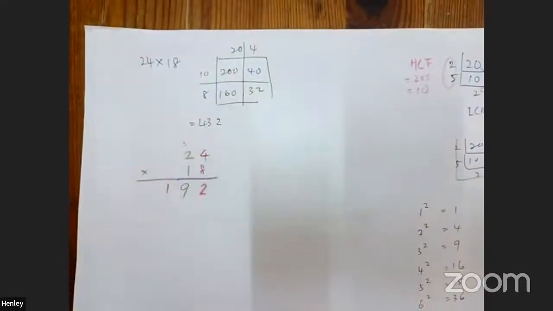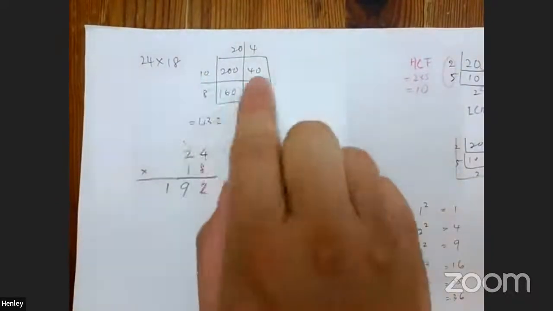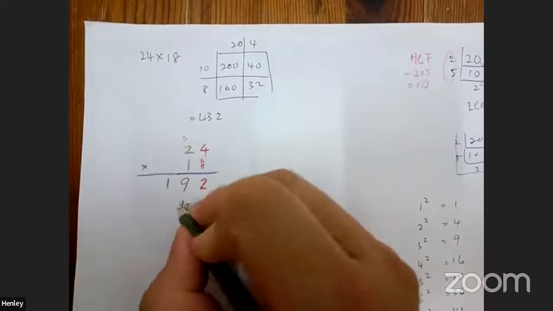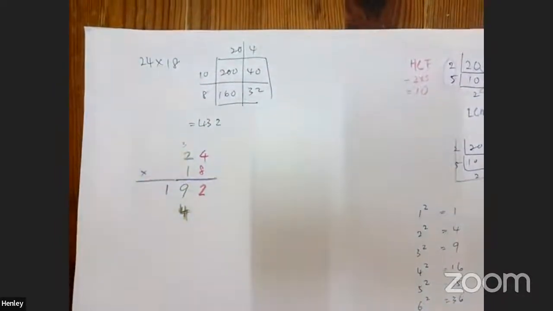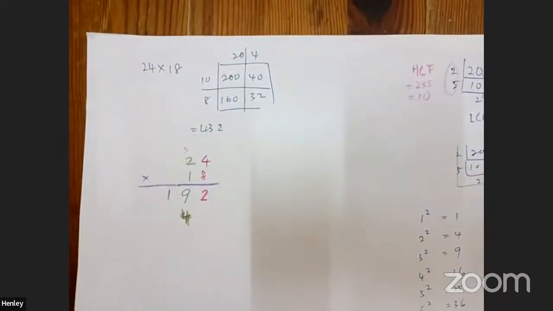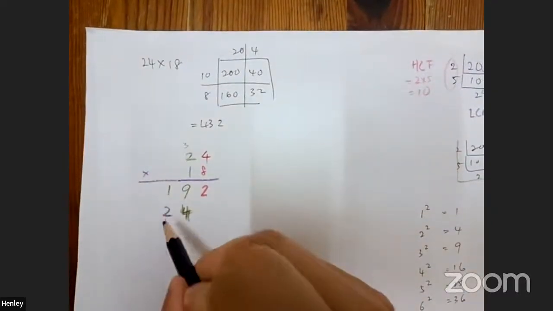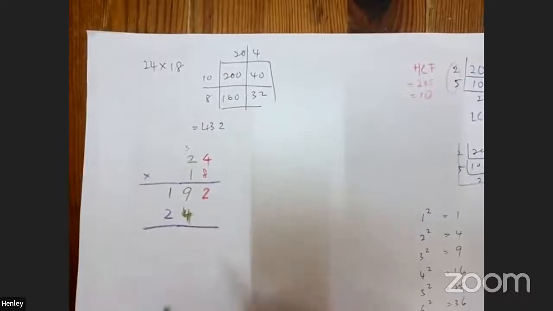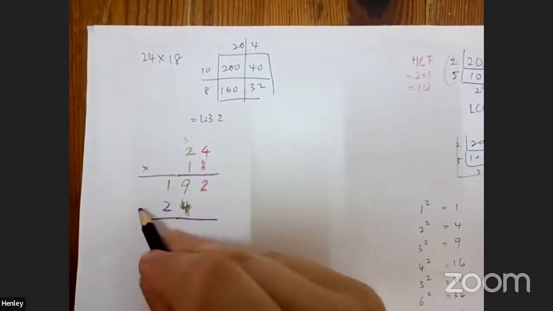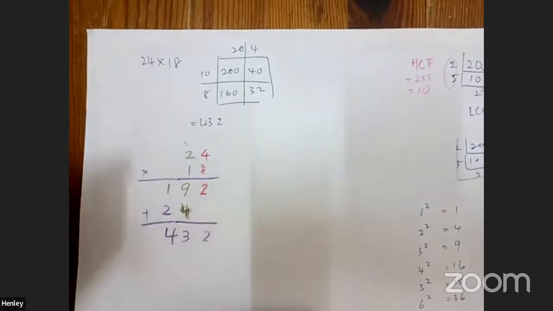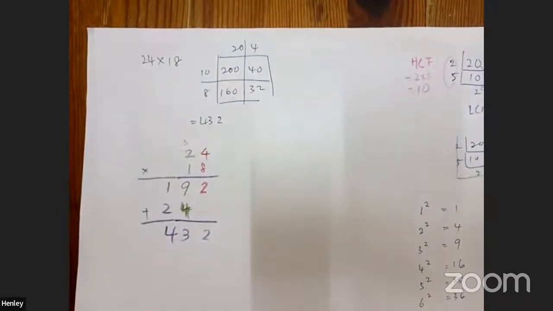So 10 times 4 is 40, right? 40, so you write the 4 here. And then this one, 10 times 2 gets 20, so this is the 2. So we should draw a line. Then for the answer, you add up everything. So the answer is the same, 432. So I guess you know how to do this one, right?